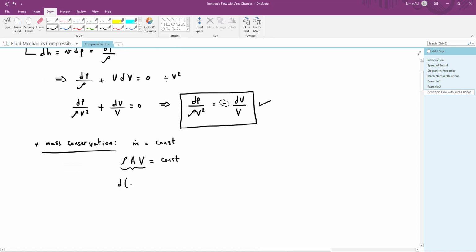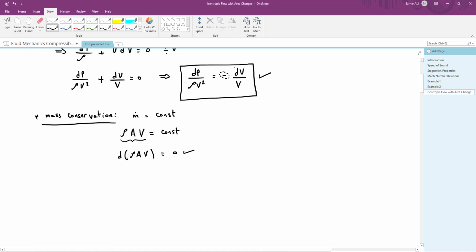So we'll have the derivative of rho AV will be equal to 0. So the three terms in fact here are varying, they are not constant. So the density is changing, the cross-sectional area here is changing, and as a result, if we have a change in the cross-sectional area, we will have a change in the velocity. And from this equation here, the change in the velocity is related to the change in the pressure. So in fact, we will have this relationship between all the terms if we combine these two equations, this one here and this one here. Okay, now if we continue, let's differentiate rho AV.